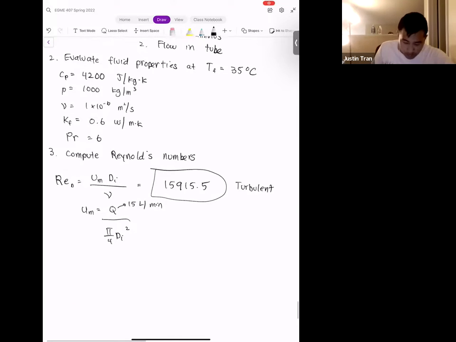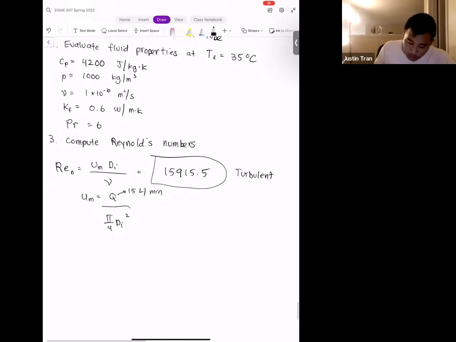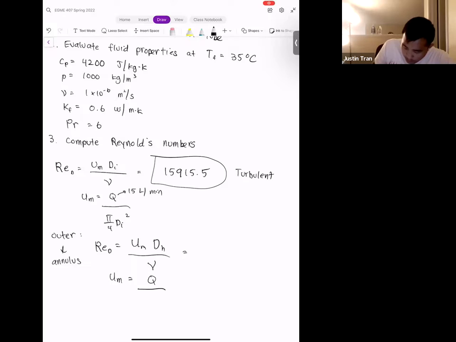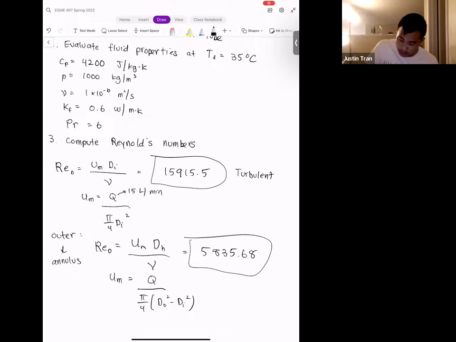I know it's 345, but let's go ahead and write out the Reynolds number for the outer fluid as well, just to put a pretty bow on this for now. For the outer fluid, we have the same thing: U_m times the hydraulic diameter divided by nu. Remember, this is flow in the annulus. And U_m here is going to be our volumetric flow rate divided by the area. Just like in the previous problem, we're going to do D_o squared minus D_i squared for the area. And so if we compute the Reynolds number for the outer flow, we get 5,835.68. And we see this is also turbulent.